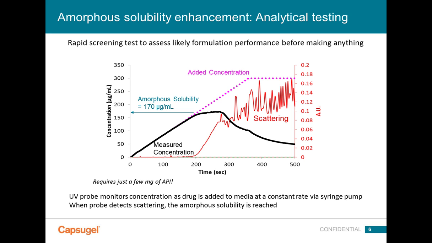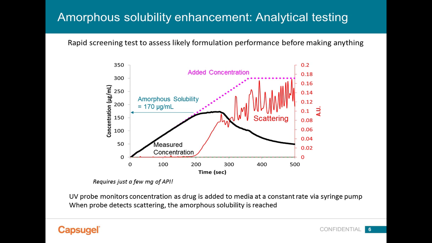The amorphous solubility itself is fairly straightforward to measure in the lab. When we do this, we use a UV probe dissolution apparatus to determine the maximum concentration of dissolved drug that can remain in solution. The way we introduce amorphous drug to the media is that we use a syringe pump, and that gradually adds a concentrated drug solution in an organic solvent.